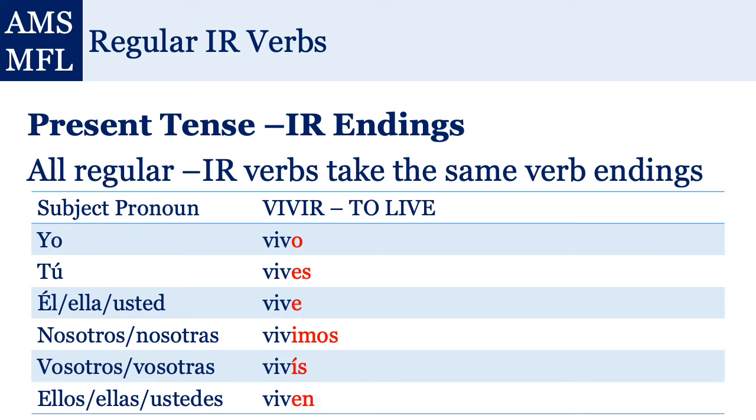You might notice where we've had o, as, a, amos, áis, an, and then o, es, e, emos, éis, en with our AR and ER verbs. The IR verbs don't quite follow that same pattern. What they actually do is they borrow from the ER in this sense, so o, es, e and en at the end, and then our 4th and 5th rows there, so the first person plural and the second person plural, have the I in it, the imos and ís.